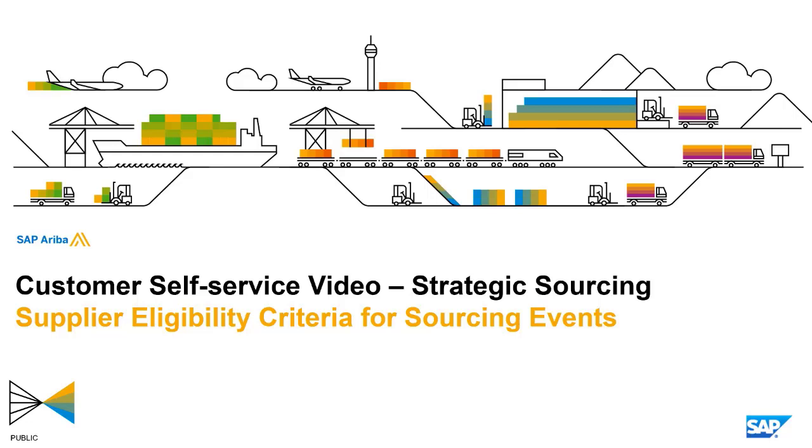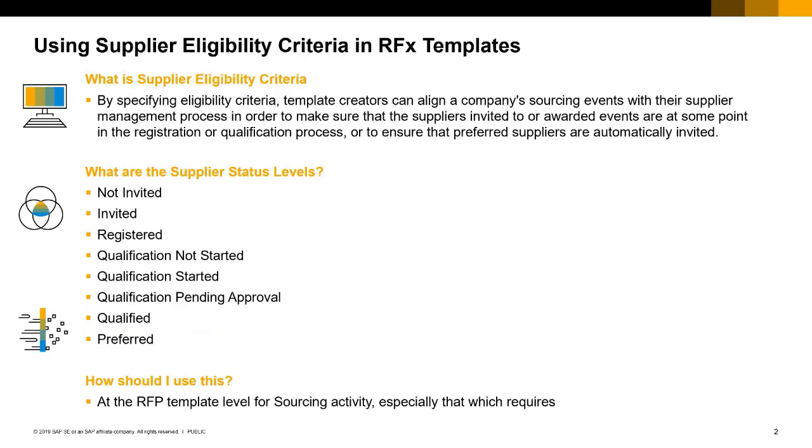Today, I will be demonstrating how process governance comes together between sourcing and supplier lifecycle performance by defining supplier eligibility criteria. Let's review the elements in play and then demonstrate template configuration. With supplier lifecycle performance, and depending on how your supplier onboarding process is configured, your supplier will have one of these SLP statuses at different points in time. Not invited, invited, registered, qualification not started, qualification started, pending qualification approval, qualified, and preferred.